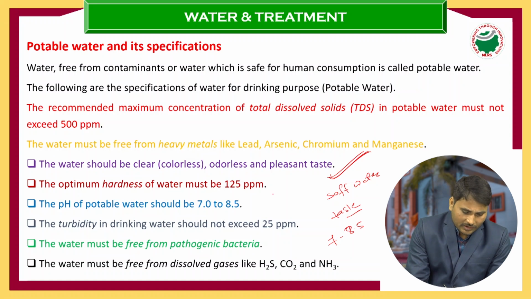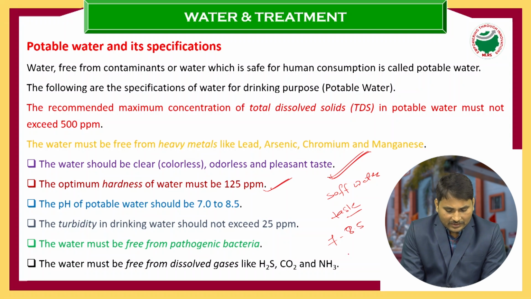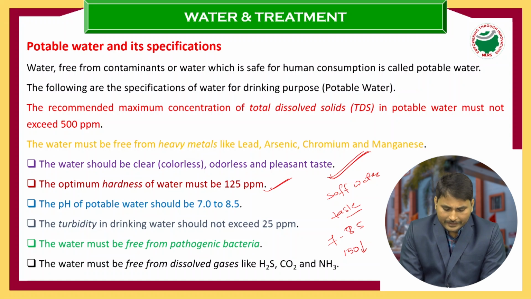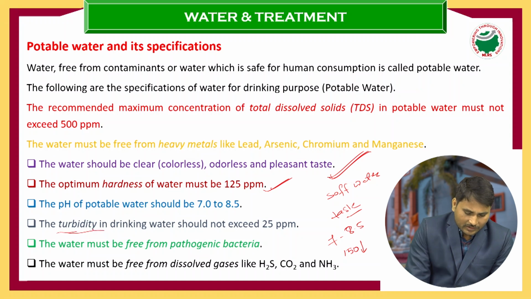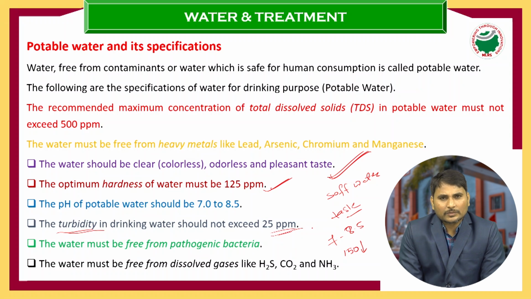And also we are talking about the hardness. The hardness should be less than 150 ppm. Less than 150 ppm is an acceptable hardness in drinking water. And the turbidity should be less than 25 ppm. A turbidity of less than 25 ppm we consider a good characteristic.